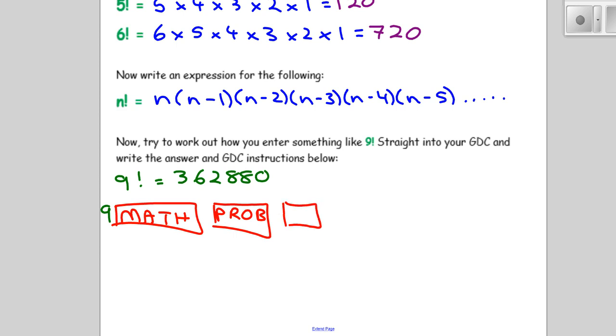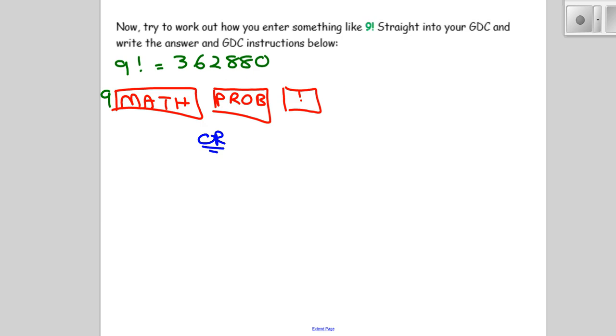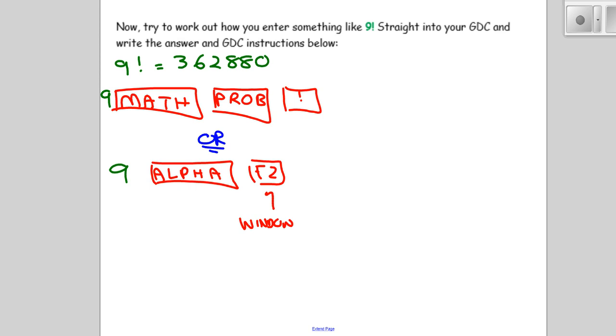The other way that's been discovered: just type 9, and then it was alpha F2, which comes from the window button, and then you would select factorial, which is the 9th one. Enter, of course.